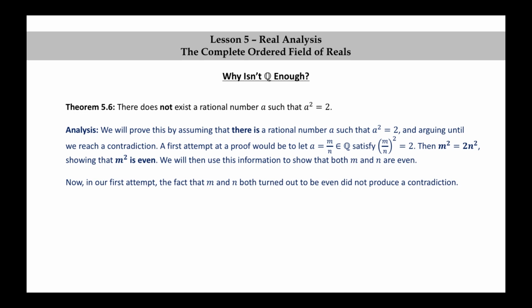Now, in our first attempt, the fact that m and n both turned out to be even did not produce a contradiction. However, we can modify the beginning of the argument to make this happen.